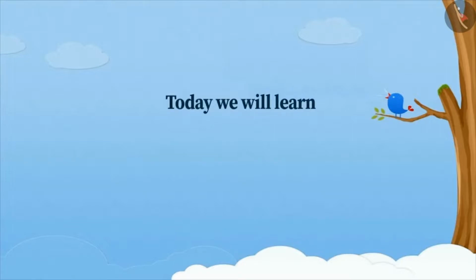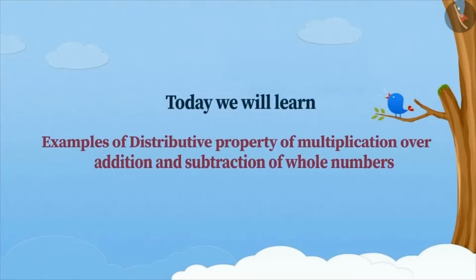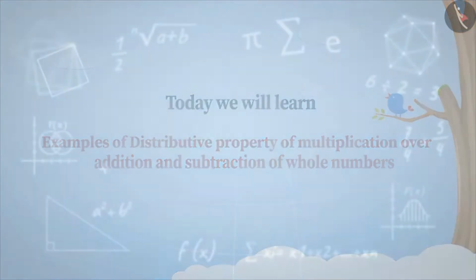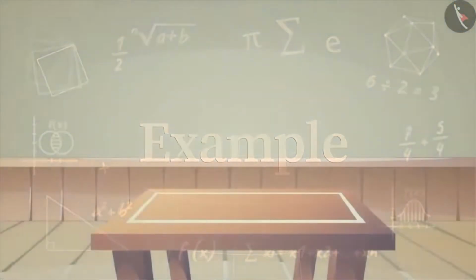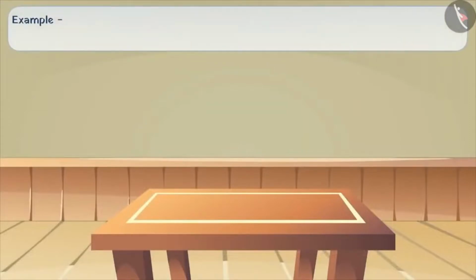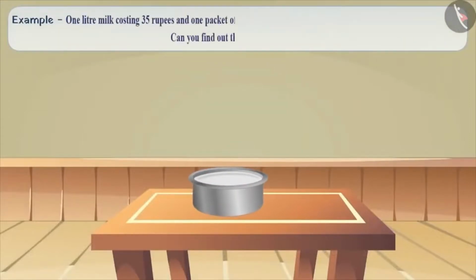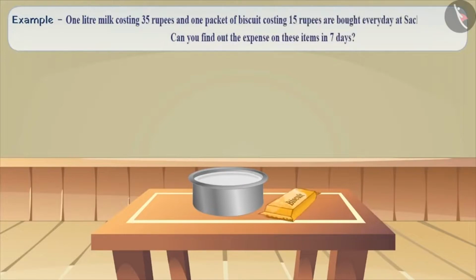Today, we will see examples of distributive property of multiplication over addition and subtraction of whole numbers. 1 liter milk costing 35 rupees and 1 packet of biscuit costing 15 rupees are bought every day at Sachin's house. Can you find out the expense on these items in 7 days?